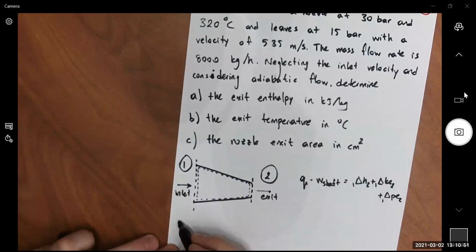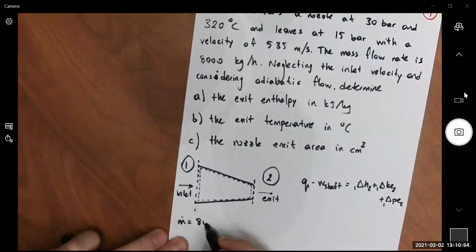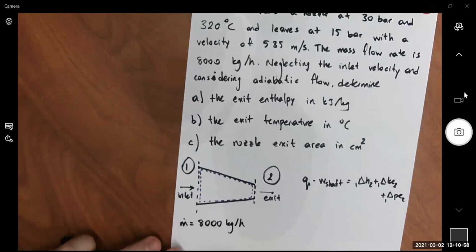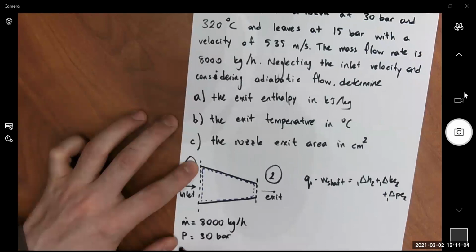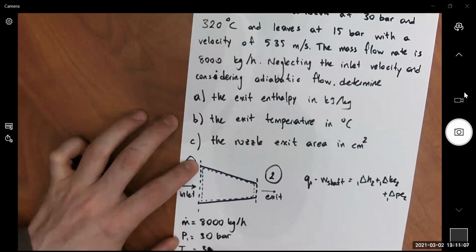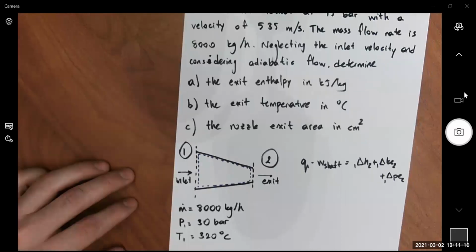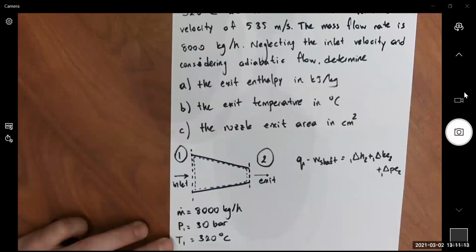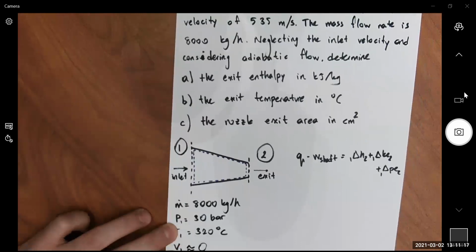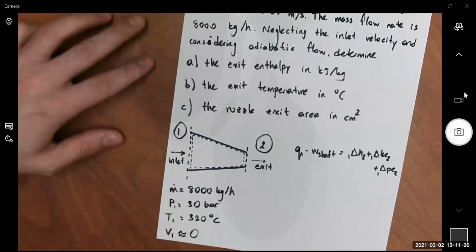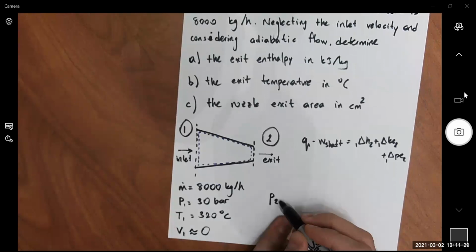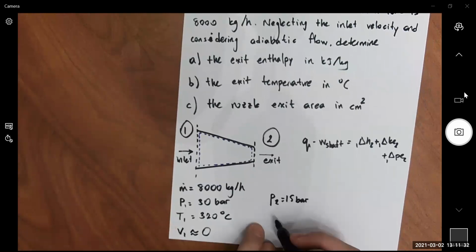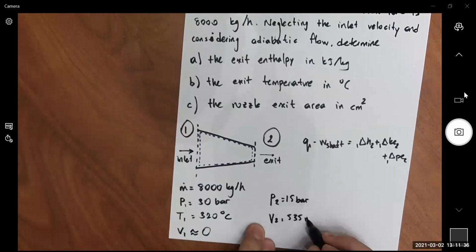What I know is mass flow rate, 8,000 kilograms per hour. Pressure at the inlet is 30 bar. Temperature is 320 Celsius, right? And velocity at the inlet is negligible, is zero, you can say. And at the outlet, pressure is 15 bar, and velocity is 535 meters per second.